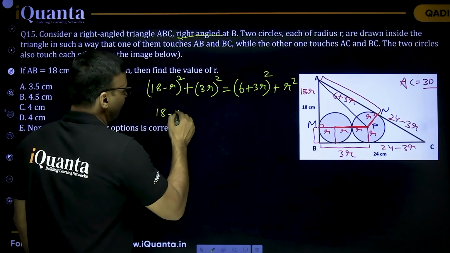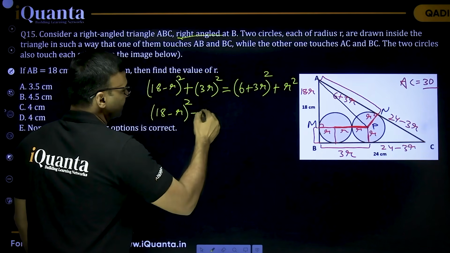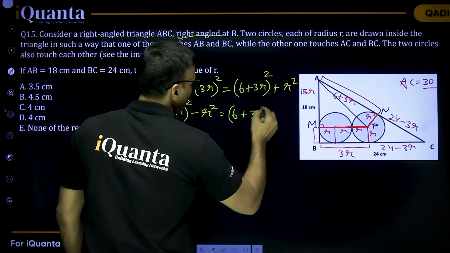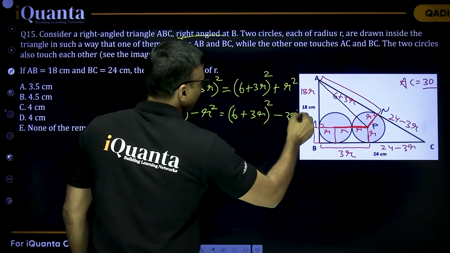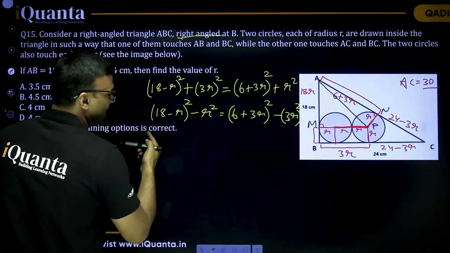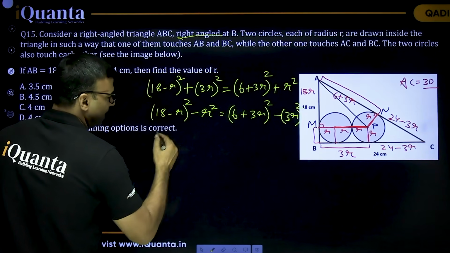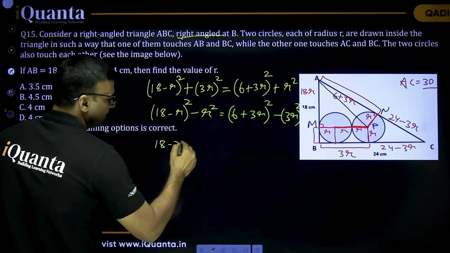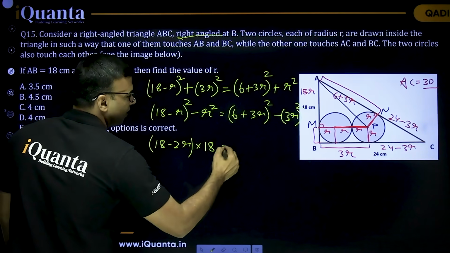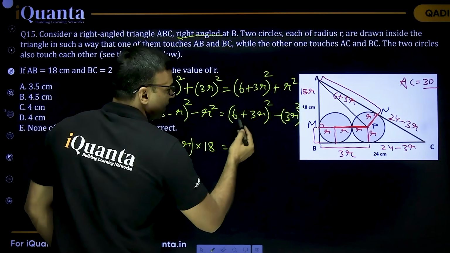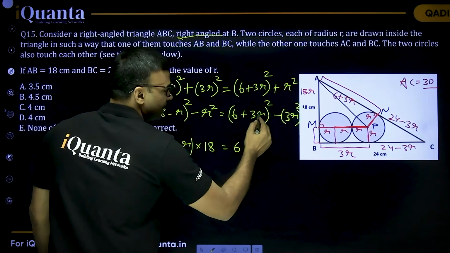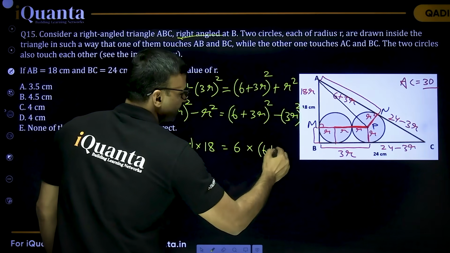18 minus r whole square minus r square equal to 6 plus 3r whole square minus 3r square. And then factorize a square minus b square. So a square minus b square becomes a minus b times a plus b. So a minus b: 18 minus r minus r, that is 18 minus 2r. And a plus b, 18 minus r plus r, that will be 18. Wow. Here again a square minus b square. So a minus b, 6 plus 3r minus 3r, that is 6. And a plus b, 6 plus 3r plus 3r, that is 6 plus 6r.